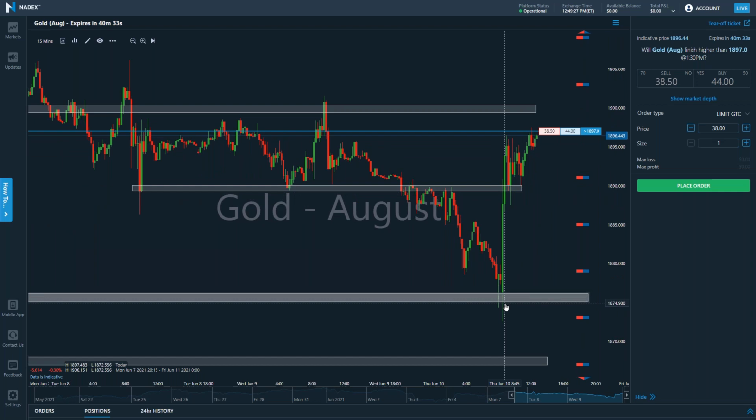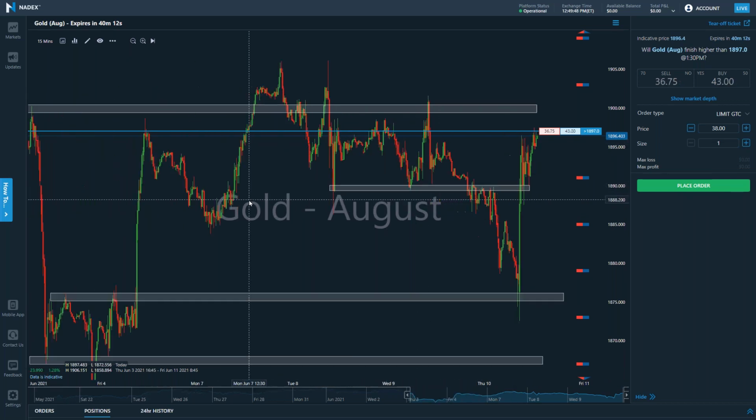So I know that gold jumped from roughly 1875 up to 1894. If these are 15-minute candles, it did it in 30 minutes. Here's a 15-minute candle. Here's a 15-minute candle. That was an interesting 30 minutes in the markets. So it helps, it gives me an idea of what's going on.